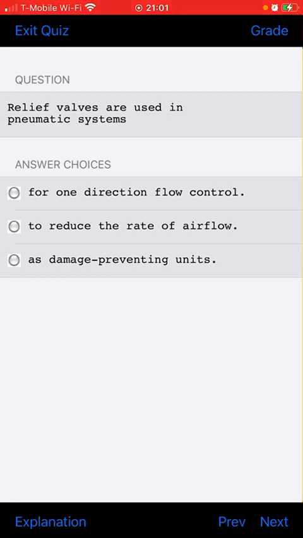Relief valves are used in a pneumatic system for what? For one direction flow control? To reduce the rate? Relief, baby. Remember, relief valves. Sounds like a damage preventing unit. Why couldn't it just say reduce the rate of airflow? Well, you have to watch that. Reduce the rate of airflow can trick you. I just saw reduce and thought it was the answer.